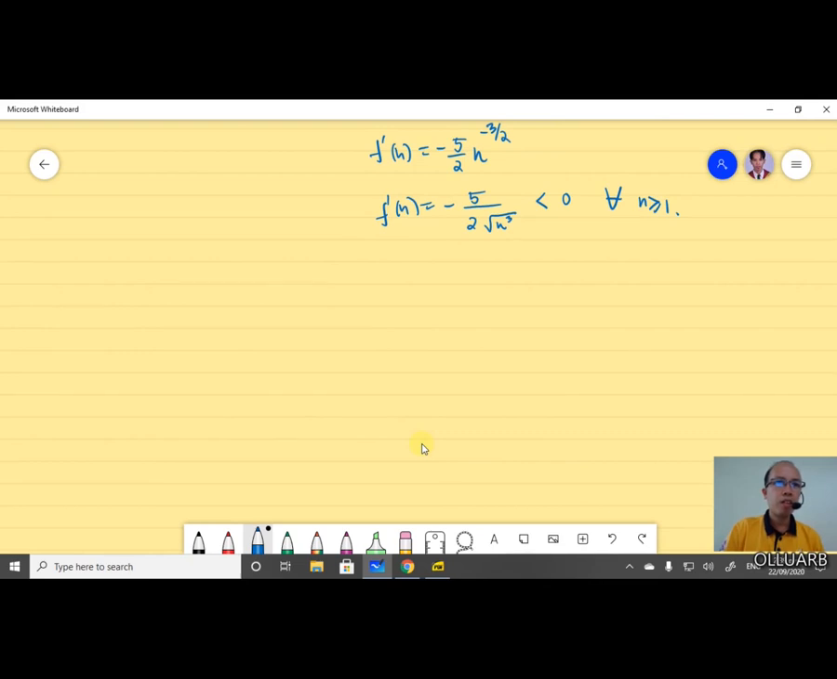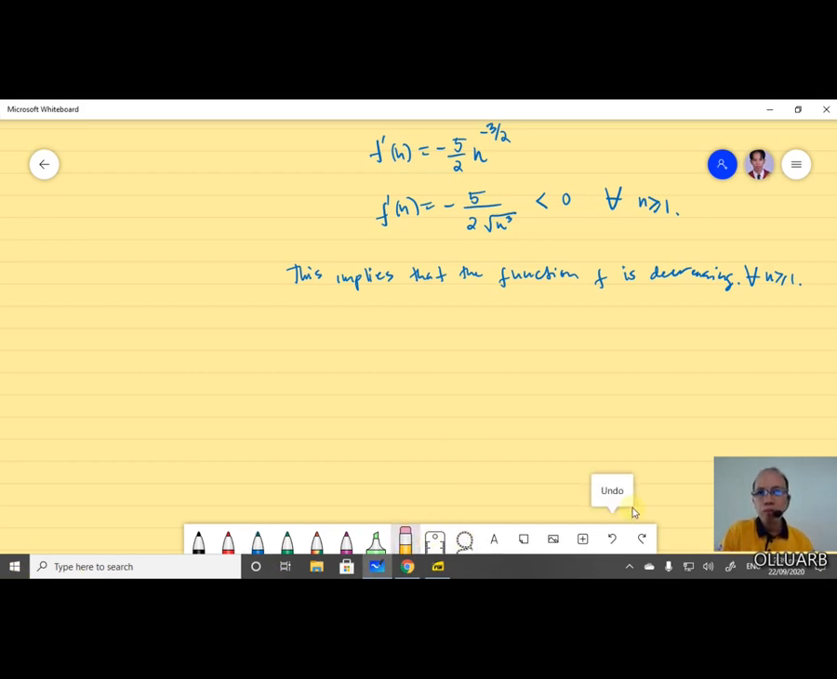So this implies that the function f is decreasing for all n greater than or equal to 1. So let me erase that one.